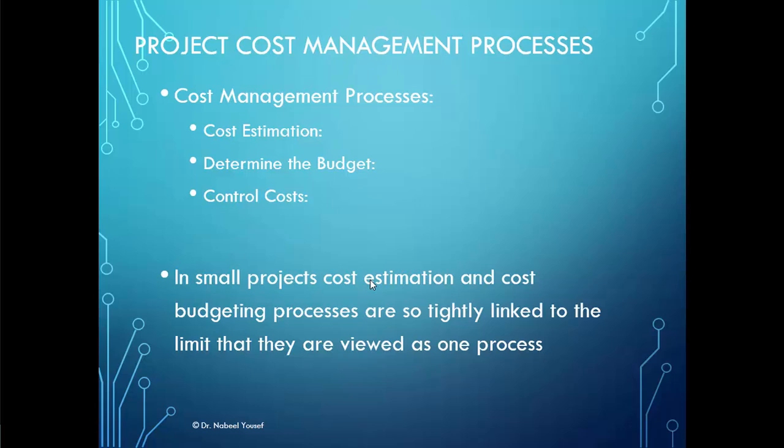Those are the different cost management processes. We have cost estimation, we have to determine the budget, and we have to control the cost. Cost estimation is the process of developing an estimation of the monetary resources needed to complete project activities. Determining the budget is the process of aggregating the estimated costs of individual activities or work packages to establish an authorized cost baseline. And controlling the cost is the process of monitoring the status of the project to update the project budget and manage changes to the cost baseline.